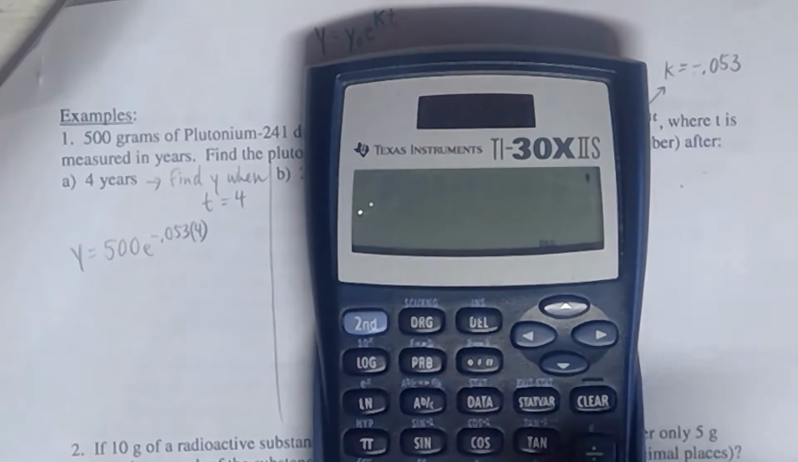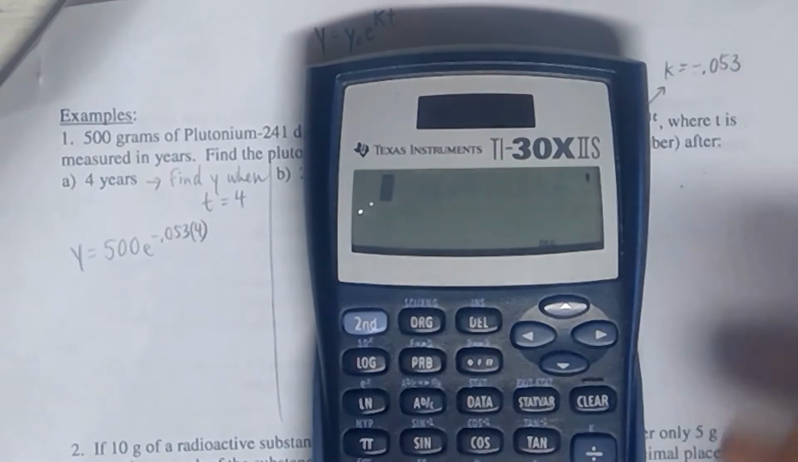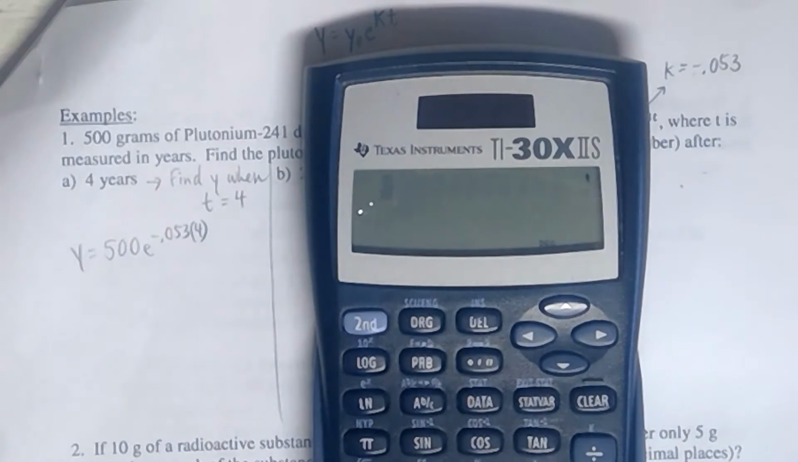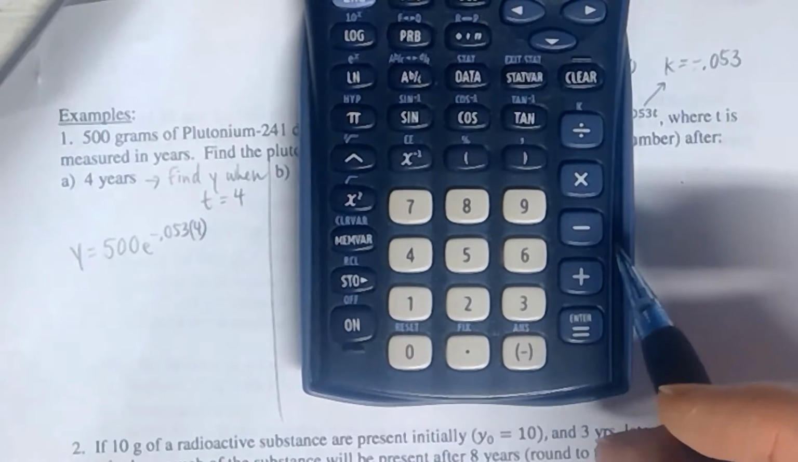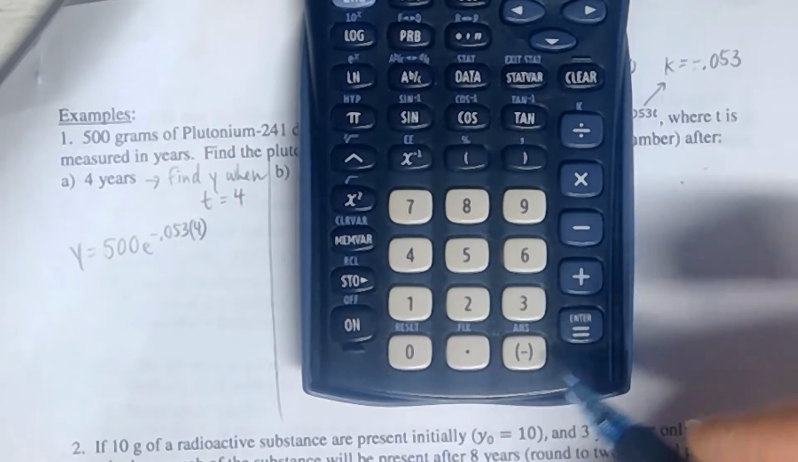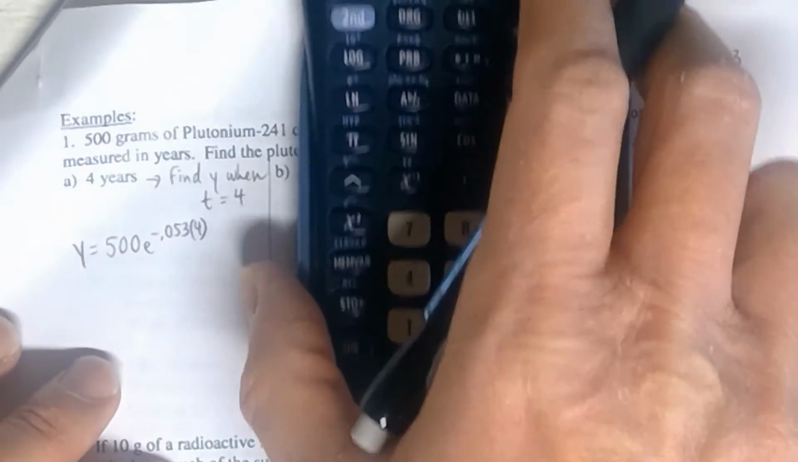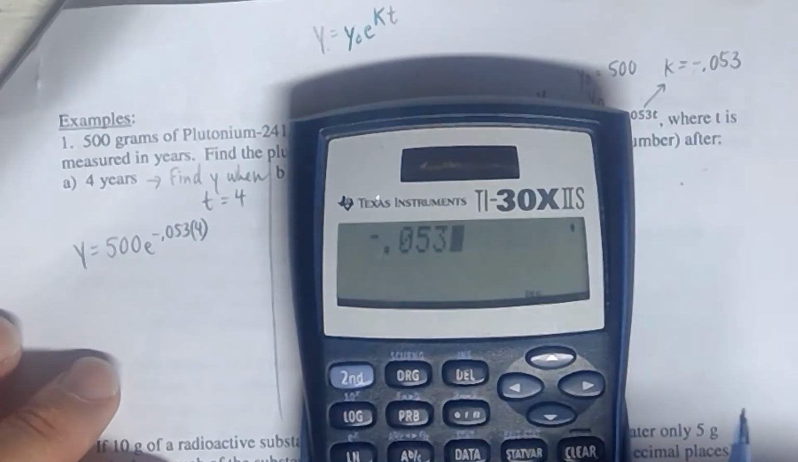I'm going to look at both of the major types of calculators, the 2-line and then the 1-line as well. 2-line first. In order to figure this out, we're going to do order of operations here. So what is a negative 0.053? Remember, your negative sign is down here, you guys. It's not the minus sign. That's different. It's the negative sign. It's usually at the bottom of your calculator. All right. And we need to multiply that by 4, don't we?